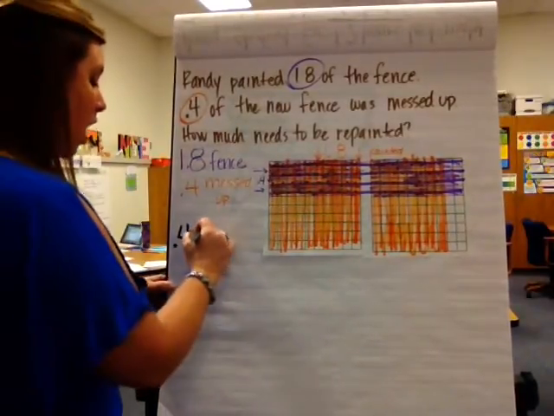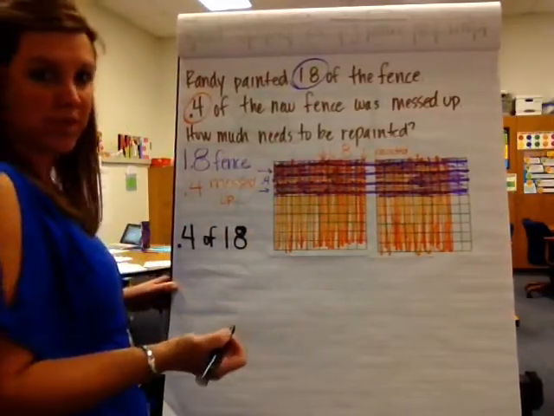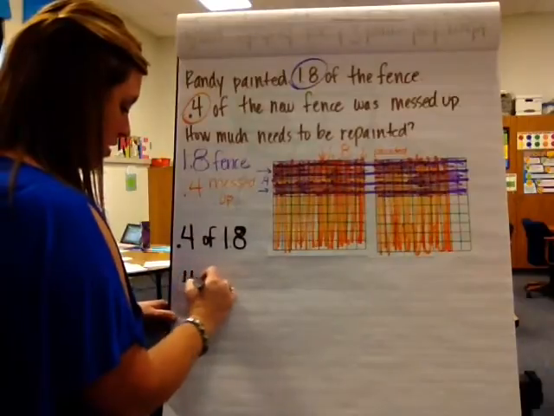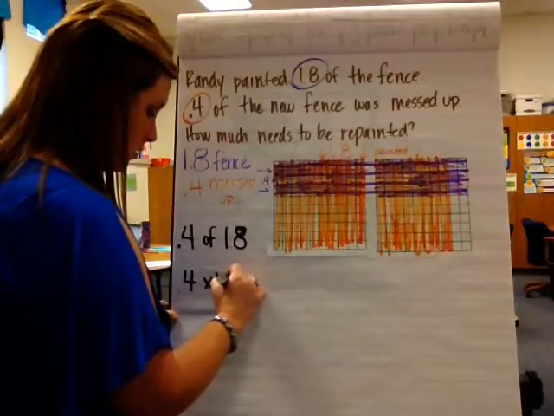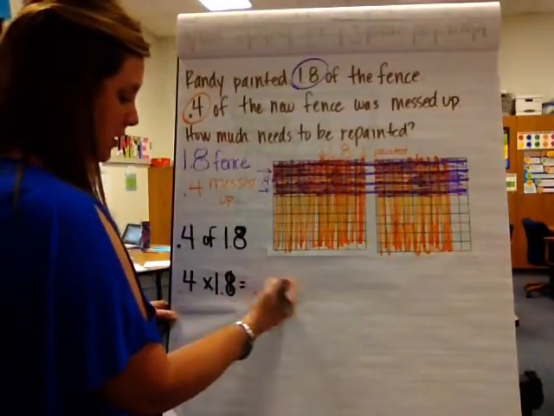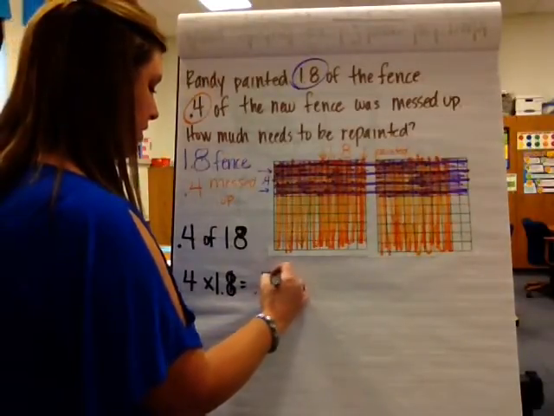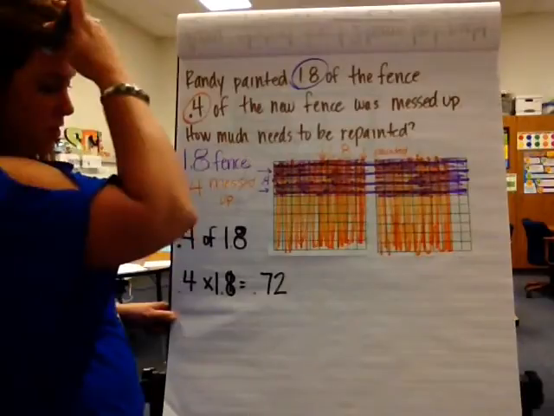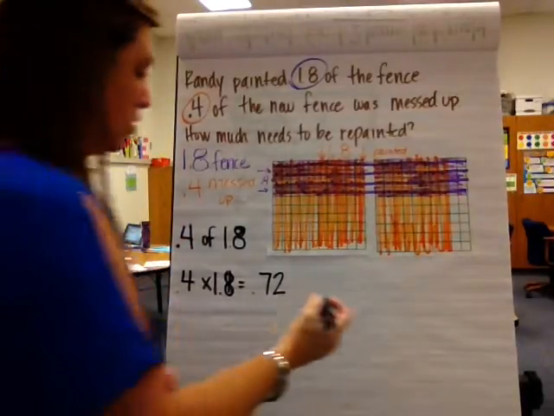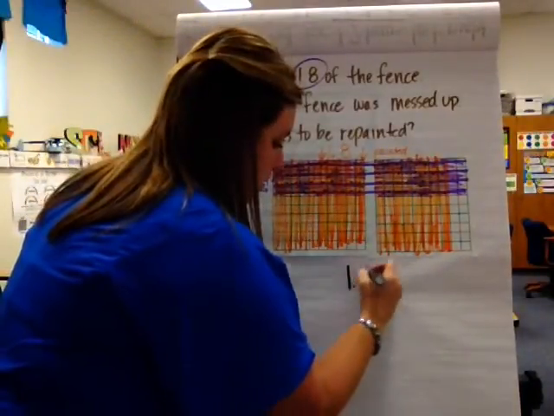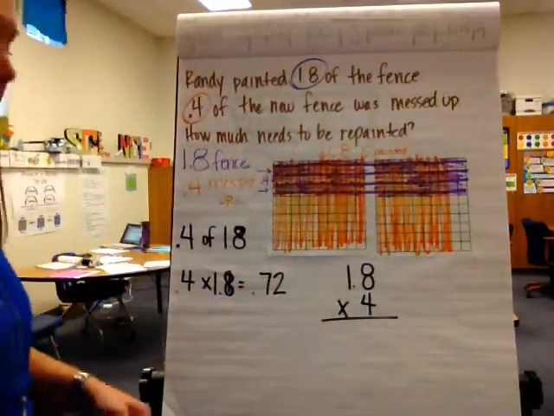So 4/10 of my 1 8/10 painted fence was messed up. 4/10 times, what did we say? 72 hundredths. Okay? So your problem would be, and you would want to put this like this, just because your larger number, or the one with more digits, is easier on top.